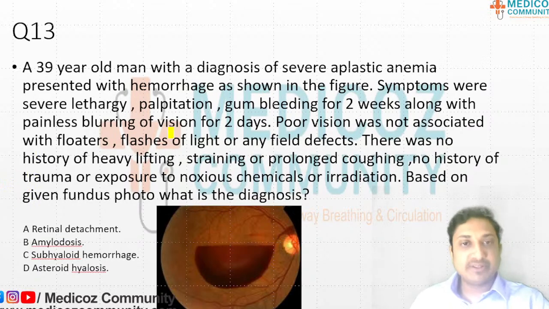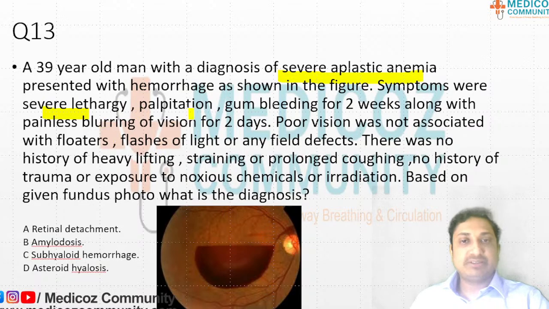Let us see what we are given in the question. Remember, whenever the question is big, you are given a lot of hints and you can definitely conclude and come to an answer. See here, the diagnosis of severe aplastic anemia is already there for the patient.